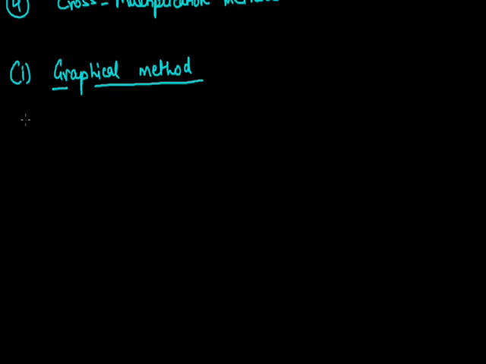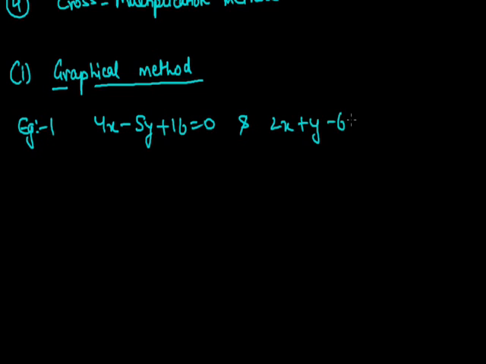Suppose I take an example of two linear equations: 4x minus 5y plus 16 is equal to 0, and the second is 2x plus y minus 6 is equal to 0. Now that I have taken these two linear equations, first I will represent them graphically, and on the basis of that I will find the solution of the linear equations. How we can find it on that basis, we'll see. First we'll represent this linear equation graphically.